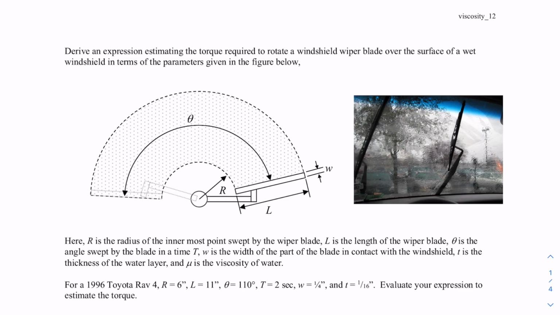All right, in this problem we will analyze a windshield wiper blade as it rotates over a wet windshield surface, and as you can see in the picture, the situation looks very complicated, and you might be wondering where do we even begin to analyze this complicated situation.